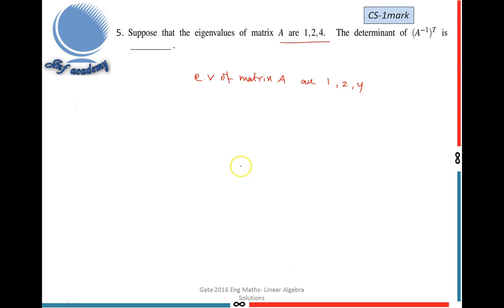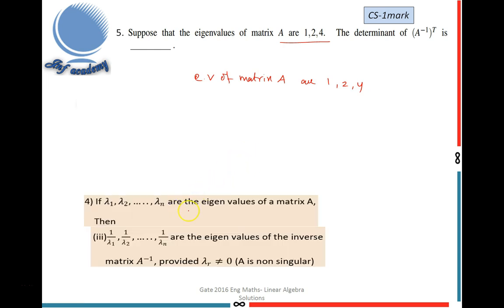Now I use one property, that is, if lambda 1, lambda 2, etc. lambda n are the eigenvalues of the matrix A, then 1 by lambda 1, 1 by lambda 2, etc. 1 by lambda n are the eigenvalues of the inverse matrix A inverse. By using that property, I write the eigenvalues of matrix A inverse are 1 by 1, 1 by 2, 1 by 4. Eigenvalues of matrix A inverse are 1, 1 by 2, 1 by 4.